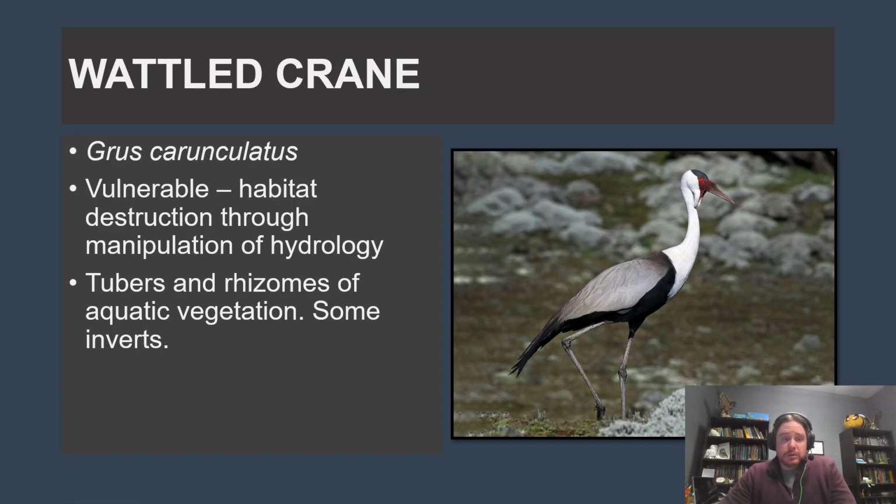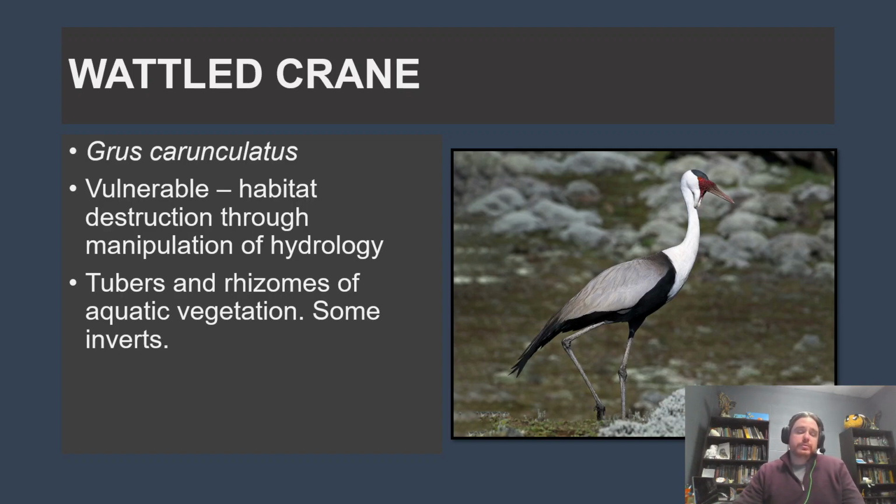The wattled crane is such a cool crane. It's crazy looking. Grus carunculatus is a vulnerable species which is susceptible to habitat destruction through manipulation of hydrology. This is the same exact story as the gray-crowned crane, for example, where you have damming and irrigation and draining of wetlands highly, highly affecting this species. And this species is particularly dependent on wetlands, as we'll talk about in a minute. So it's a really big deal.